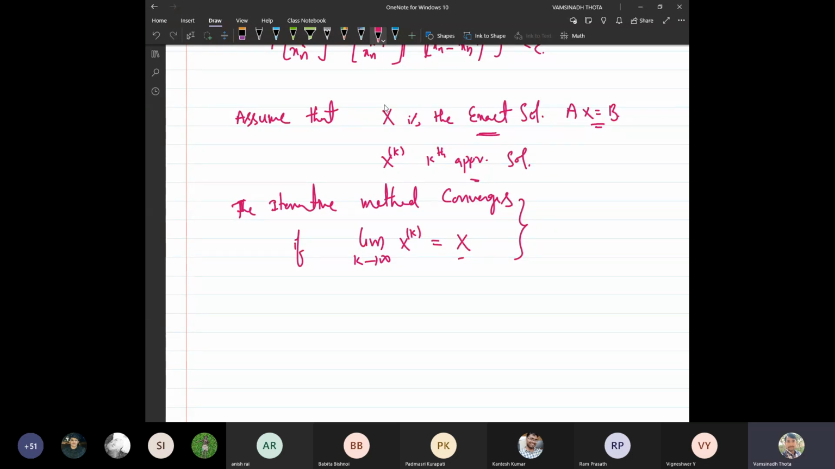What we mean by it converges: suppose we say that the iterative method converges, what does it actually mean? It means that as you increase the number of iterations, it converges to the exact solution. Diverges means this is not going to happen. Now, because the exact solution is not known to us, how do we decide whether the method converges or not?